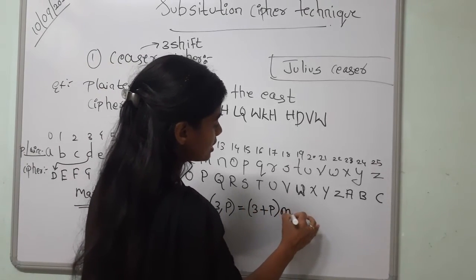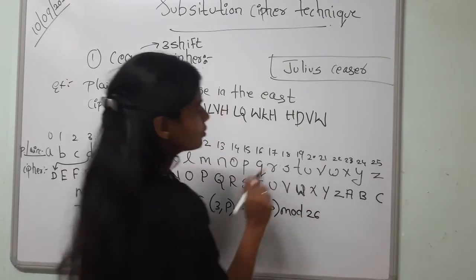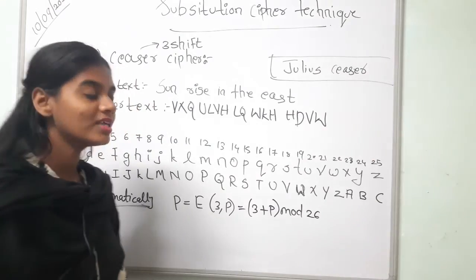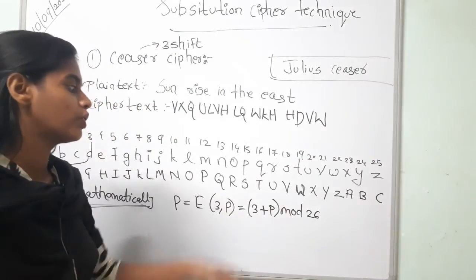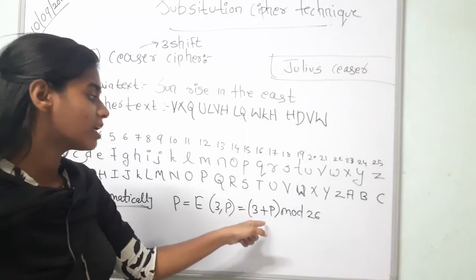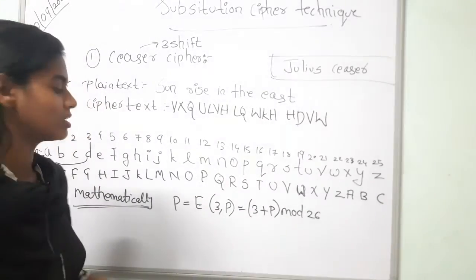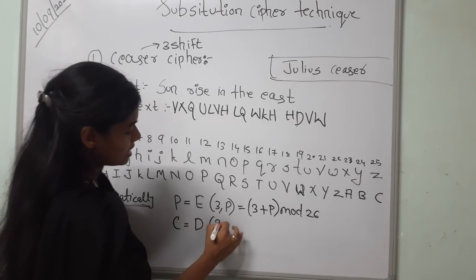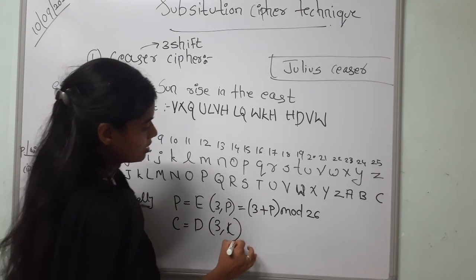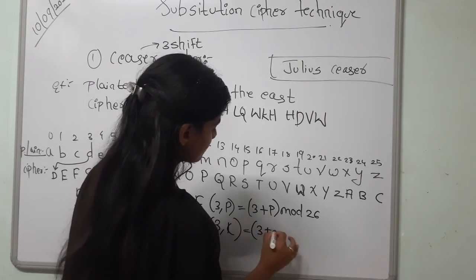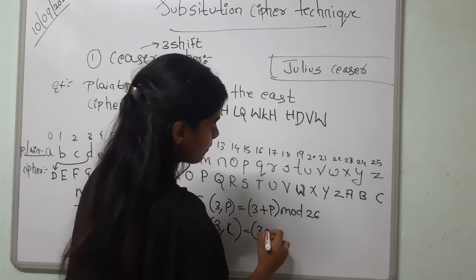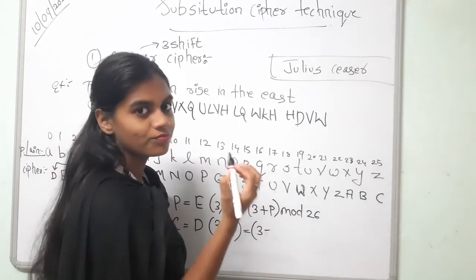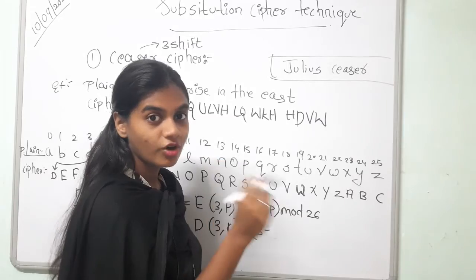Why am I using 3 plus P mod 26? Because you can see all the alphabets were taken, and there are a total of 26 alphabets. So you take a mod 26 of this 3 plus P. Why plus? Because for encryption it is plus, and for the ciphertext, D(3, C), it is 3 minus, not 3 plus. So don't make the silly mistake. Even I also make silly mistakes. You also must not make silly mistakes.